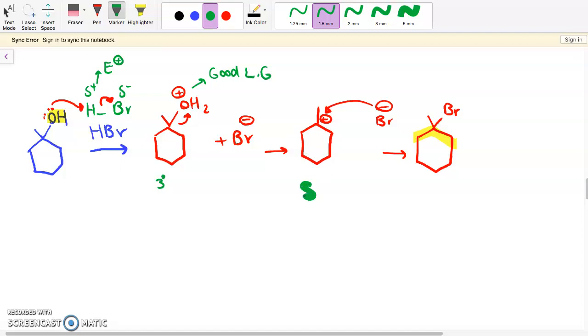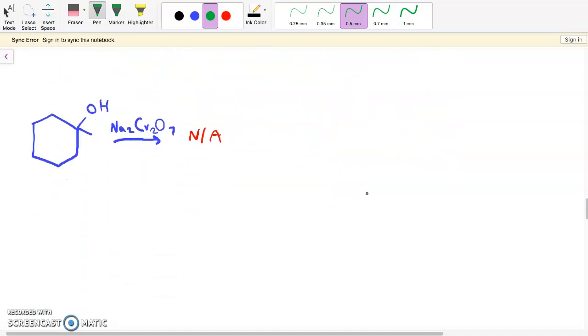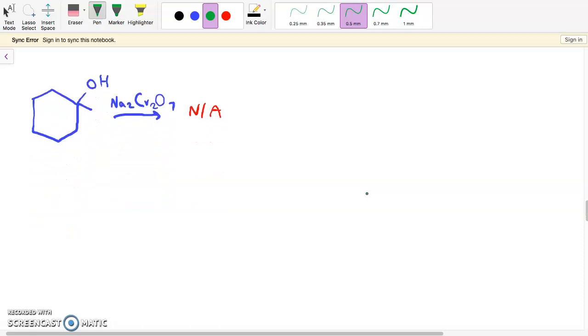So this is an SN1 reaction. Okay, so moving on to our last question.